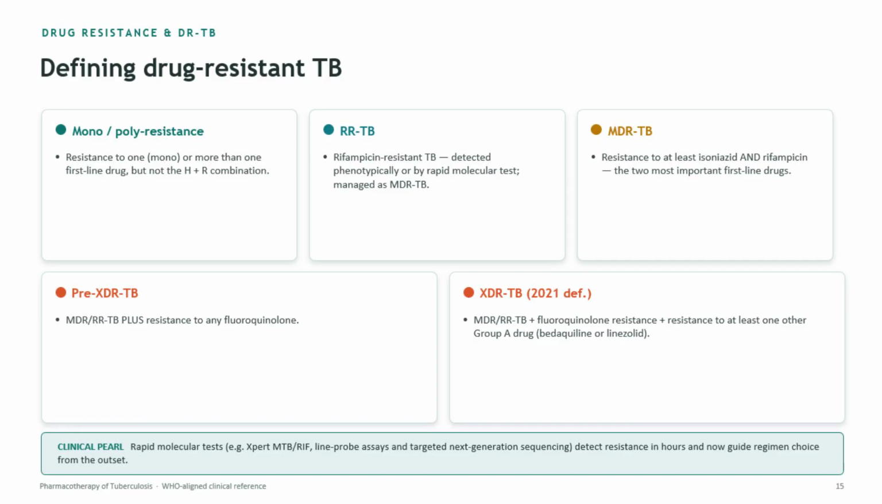Mono or polyresistance is resistance to one or more first-line drugs, but not the H plus R combination. RR-TB is rifampicin-resistant TB, and we manage it like MDR-TB. MDR-TB is the big one, resistance to at least isoniazid AND rifampicin. Our 2 best drugs gone. Add fluoroquinolone resistance and you're at pre-XDR. Add resistance to another group A drug like bedaquiline or linezolid on top, and that's XDR by the 2021 definition. Get these labels right because they completely change the regimen.